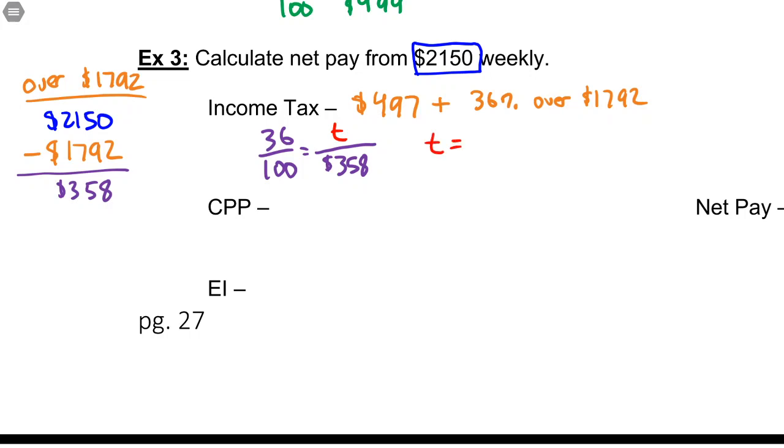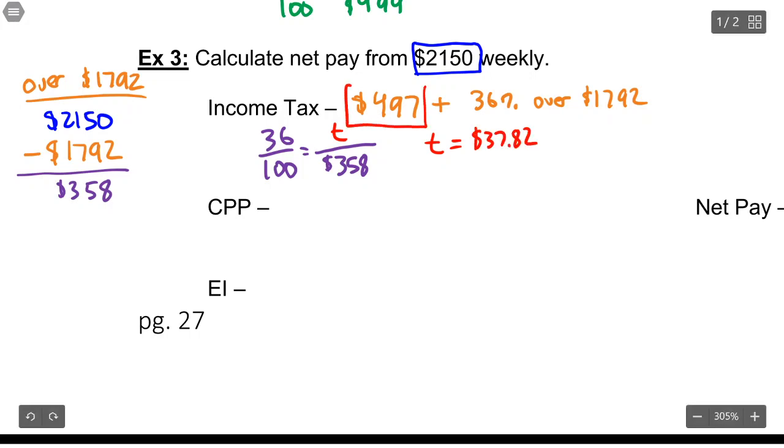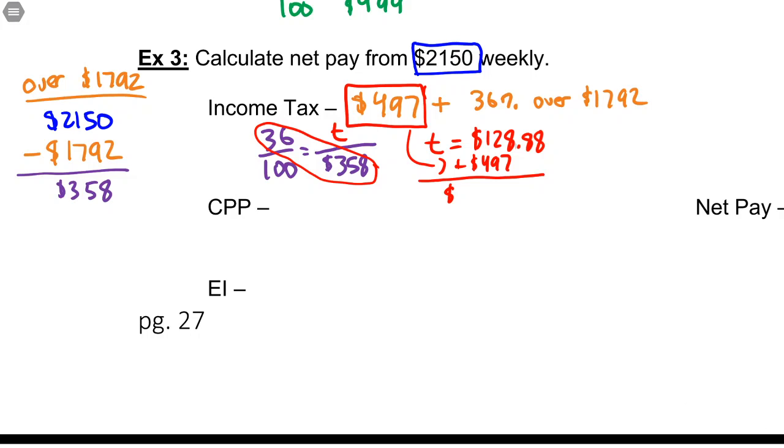So our tax is $37.82. But don't forget about the $497, right? You need to add that as well. So add $497 to that, and the total tax that you pay is, I copied this number wrong. Sorry about that. If you cross multiply and divide this correctly, you should get $128.88. Sorry, that makes more sense. So $128.88 plus $497 gives us $625.88.